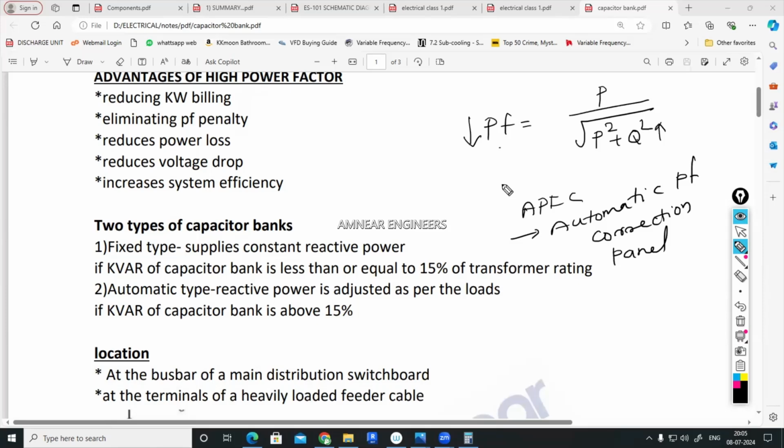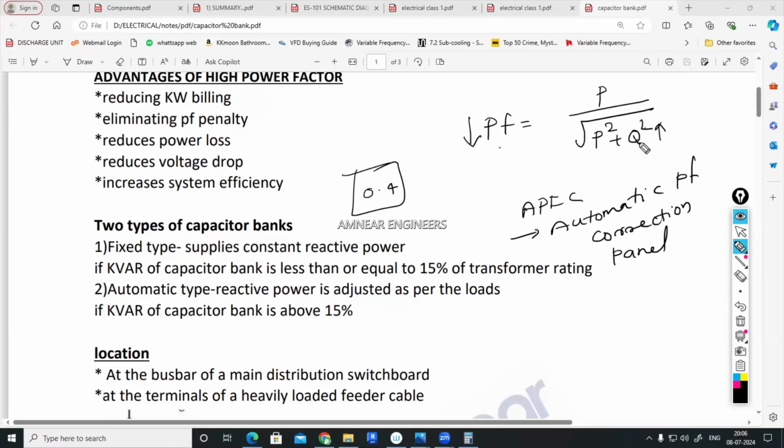So for inductive loads, reactive power will be more. More reactive power will be required for magnetic flux, right? So as the reactive power increases, power factor, that indicator, will be reducing. So we will be checking the power factor from a meter, right? So that will be shown as low.